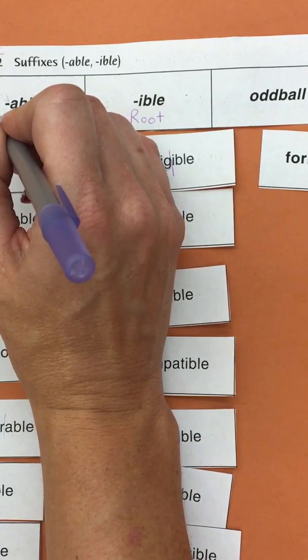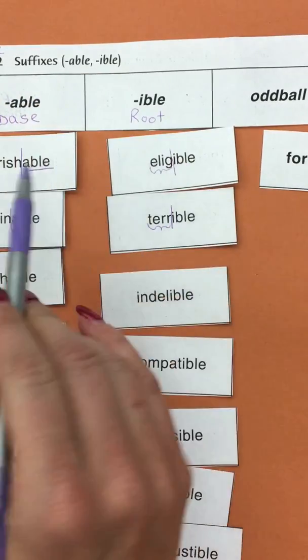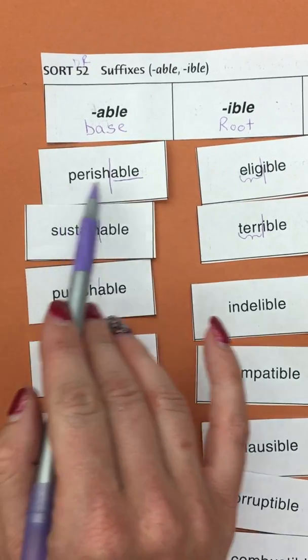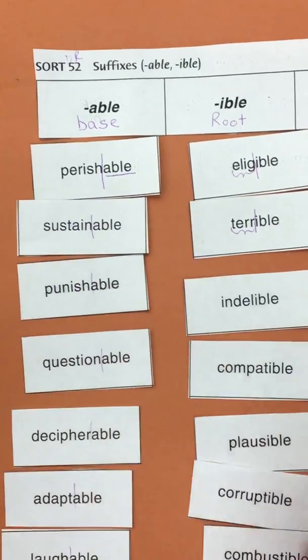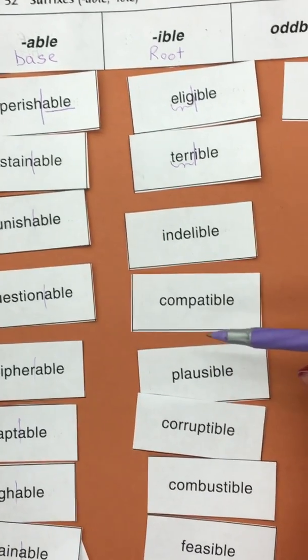Over here, these are added to base words. So they're being added to words that are already words by themselves. Now, one of these is also an oddball. Let's see if we can find it.